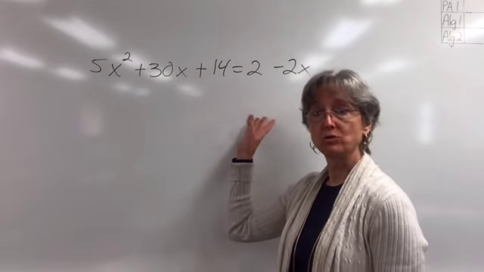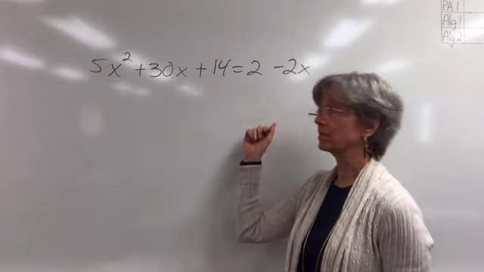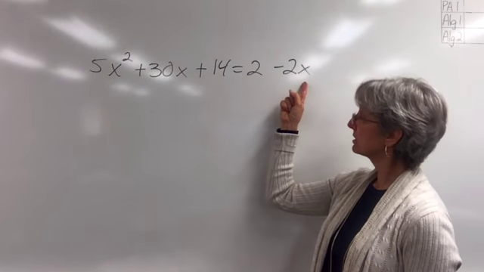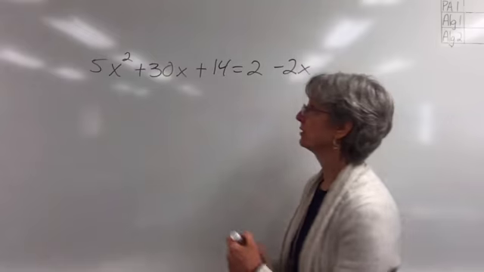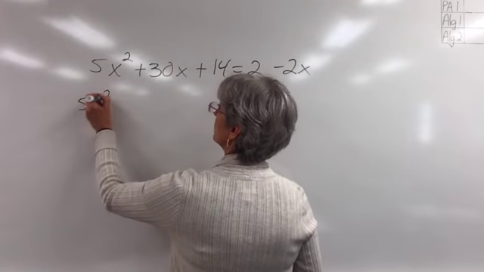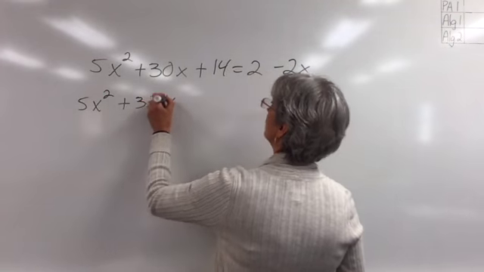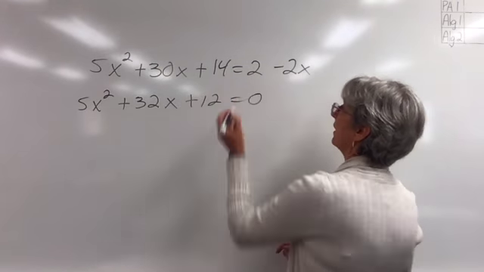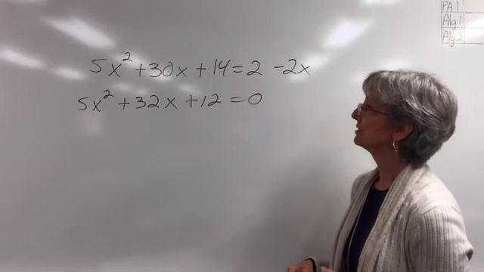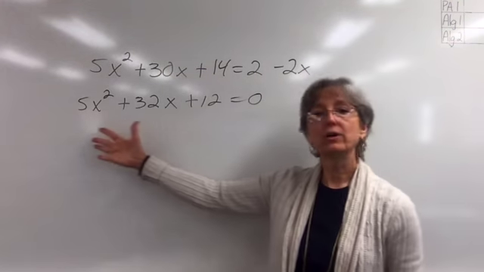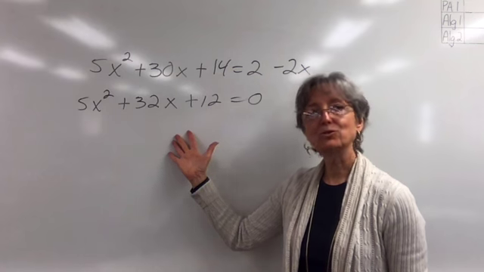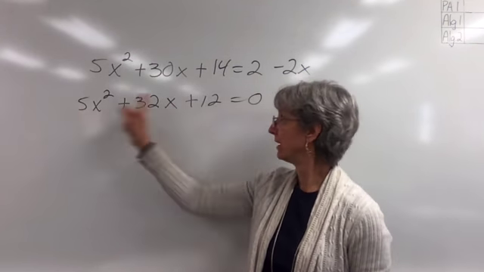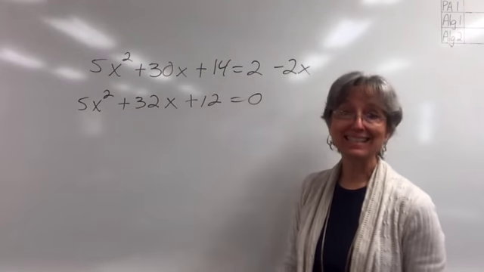In this case, you would do the same thing we did last time: set it equal to 0. Both of these terms need to be moved over. So this negative 2x needs to be added over here. So this will be 5x squared, and that'll become 32x. And I need to subtract 2, and now I have it equal to 0. I don't have a greatest common factor, so what I need to do is multiply, because this is bigger than 1: multiply 5 times 12, and that's 60.